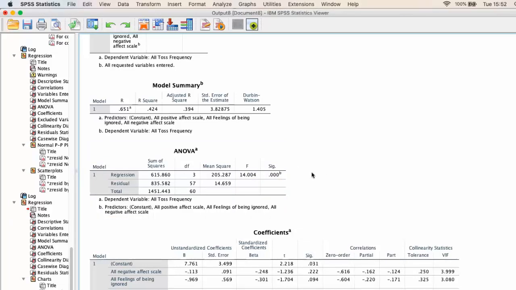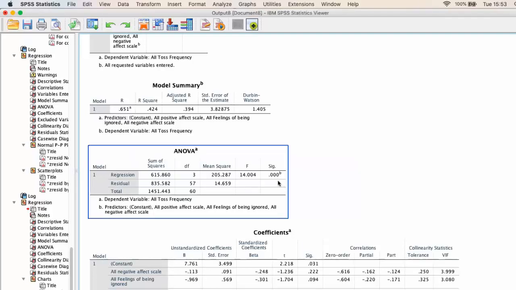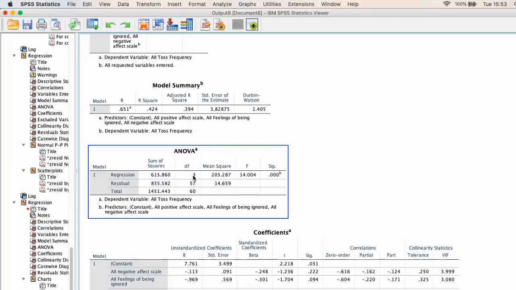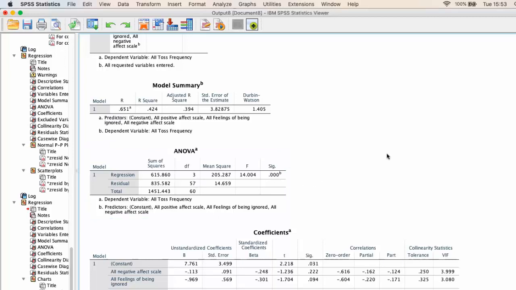So then you could say, according to the ANOVA table for the regression model, it would appear that the data was significant. You put the F, you put the degrees of freedom for your regression residual, and the significance, p less than 0.001.